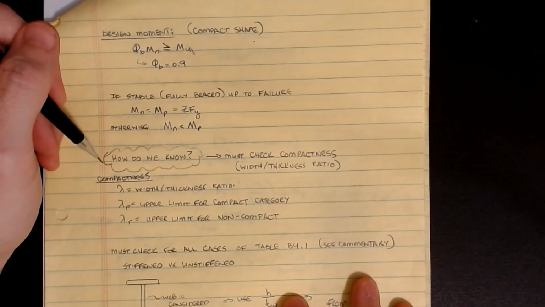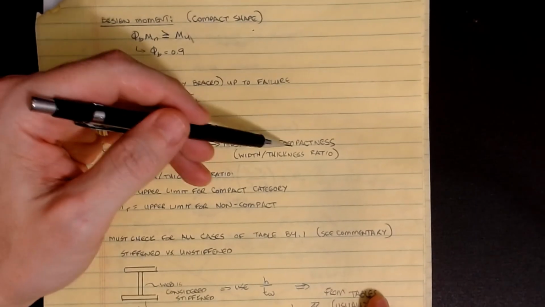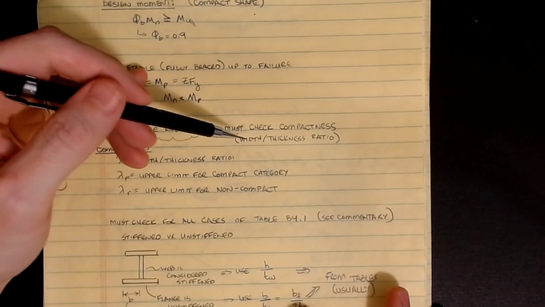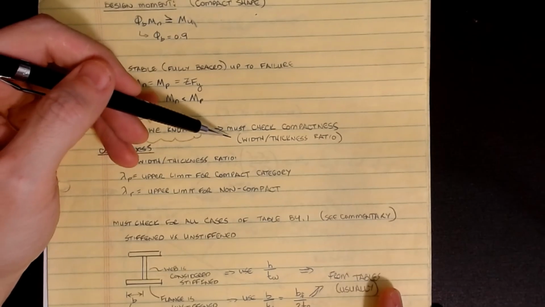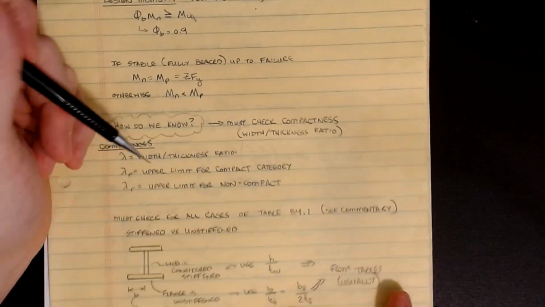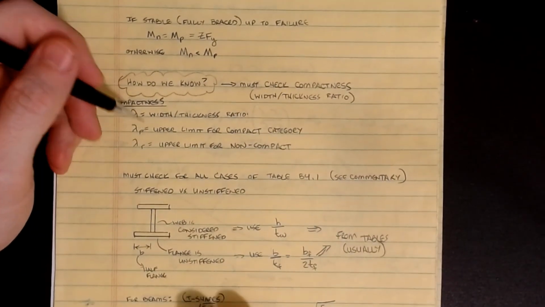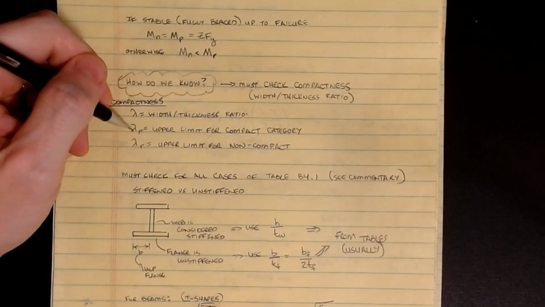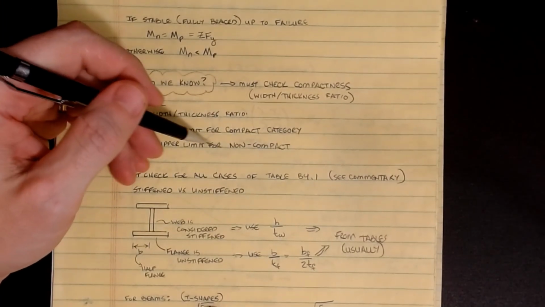Now the question becomes, how do we know? To do this, we must check something known as compactness. Compactness is a width to thickness ratio of the different elements that we're looking at. As you saw in sections F3 and F4, you can take a guess that one of the ones we're going to be checking is the flange, and the other one is going to be the web. We're going to define these parameters as lambdas, and that's what you saw in the formulas. That's why I wanted to show them to you. Lambda is a width to thickness ratio. Lambda p is an upper limit for the compact category, and lambda r is the upper limit for non-compact.